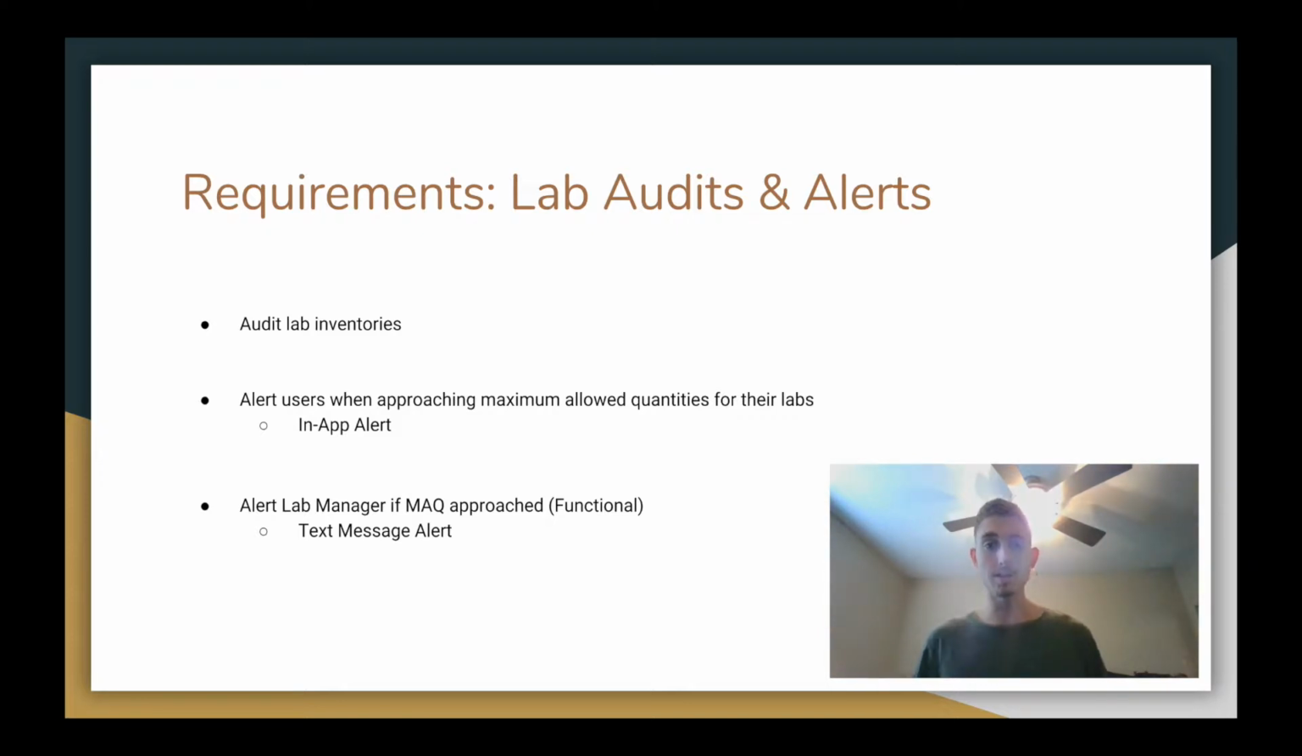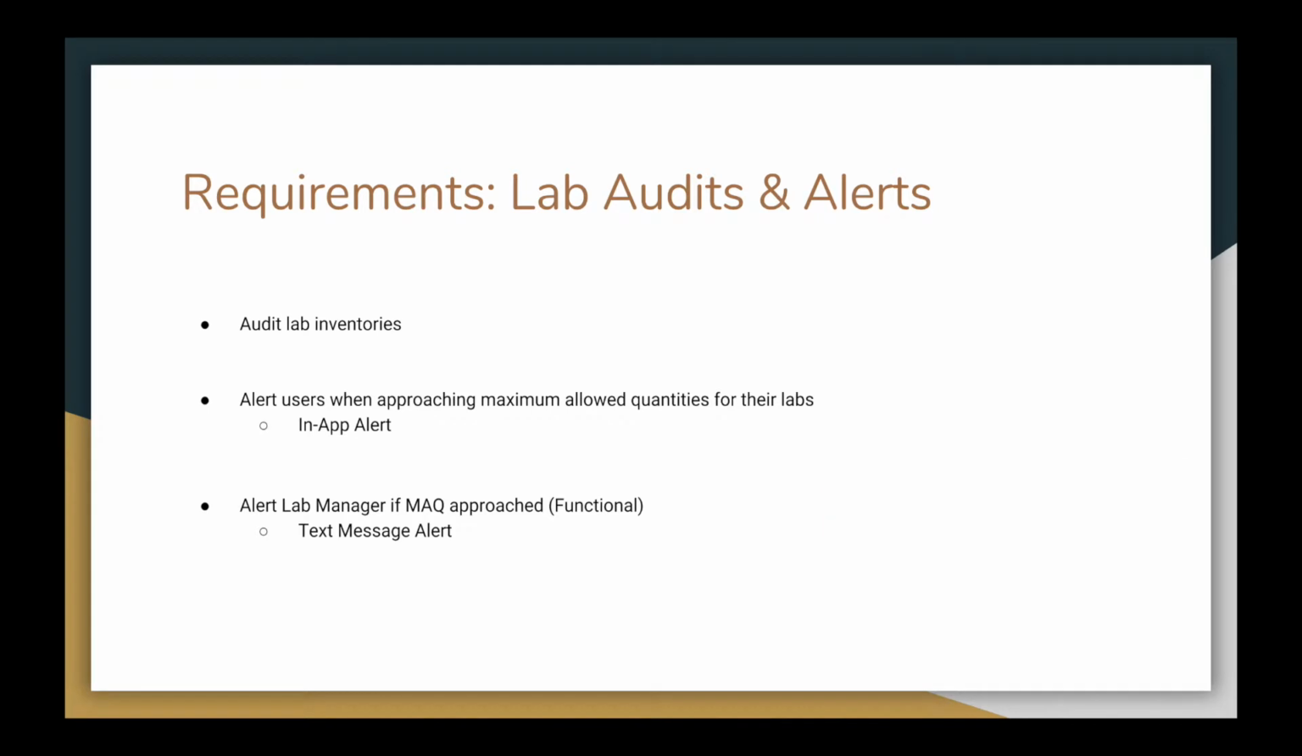The alert system we're going to provide in-app is for the researchers, and it's going to prevent them from adding too many chemicals to their labs, and it's going to be proactive because we're going to alert them prior to them exceeding a maximum allowed quantity. When that event happens, however, we're going to alert the lab managers as well because it is a hazard that they're trying to add too many chemicals, and we want to alert those lab managers and OHS officers via text.